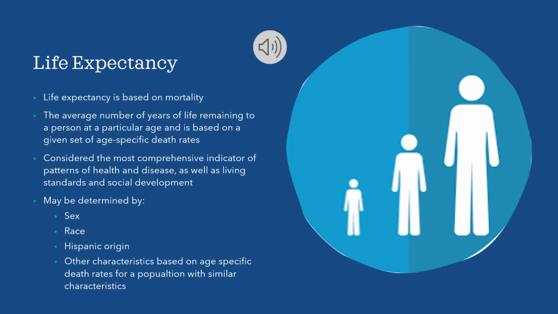Next up, we're going to talk about life expectancy. So life expectancy is based on mortality, and it takes into account the average number of years of life remaining to a person at a particular age, and it's based on a given set of age-specific death rates. Life expectancy is considered the most comprehensive indicator of patterns of health and disease, as well as living standards and social development. And life expectancy can be determined by sex, race, Hispanic origin, or other characteristics based on age-specific death rates for a population that has similar characteristics.